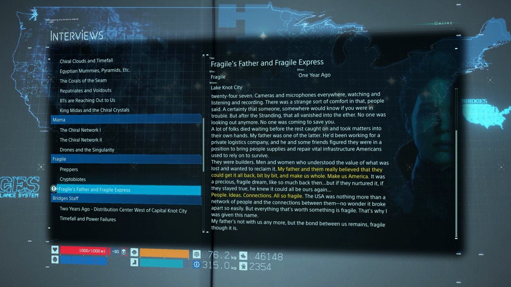People, ideas, connections, all so fragile. The USA was nothing more than a network of people and the connections between them. No wonder it broke apart so easily. But everything that's worth something is fragile. That's why I was given this name. My father is not with us anymore, but the bond between us remains, fragile though it is. Everything that is worth something is fragile.